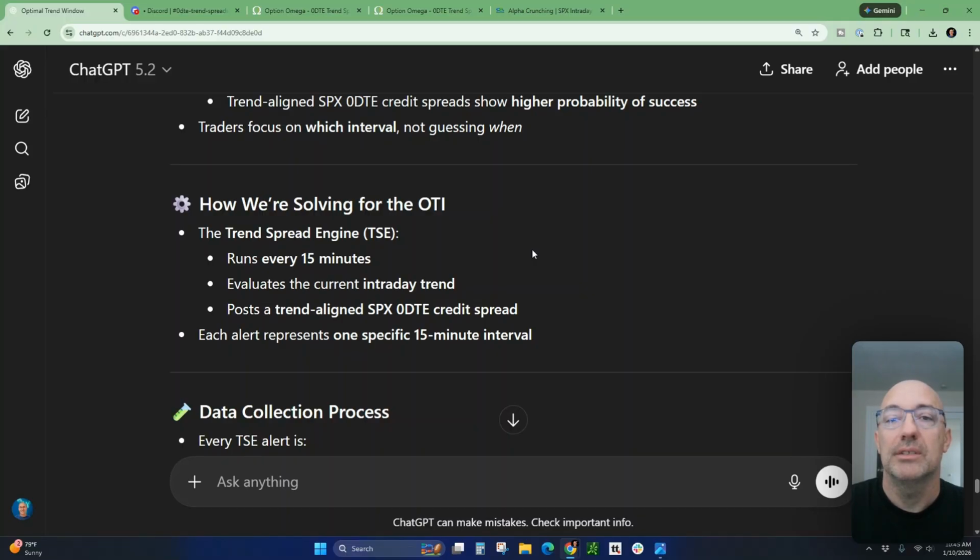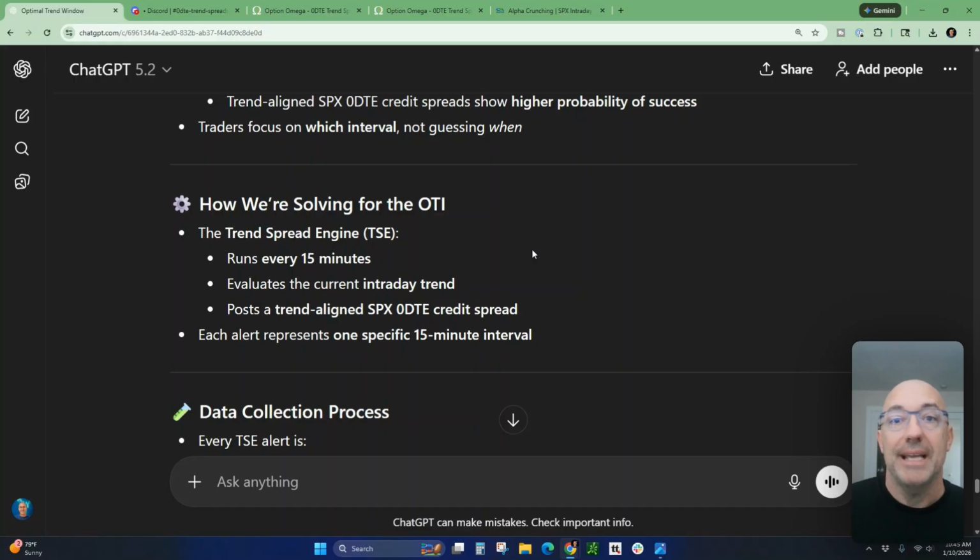The way it works is the Trend Spread Engine watches the market in real time. At the first interval, we'll call it 10 a.m., if the trend is up, it's going to post a 0DTE put credit spread, actually two. We'll look at an example in a second. Then 15 minutes later, is the trend still up? Yes. Okay, here's another put spread. 15 minutes later, and it keeps going throughout the day.